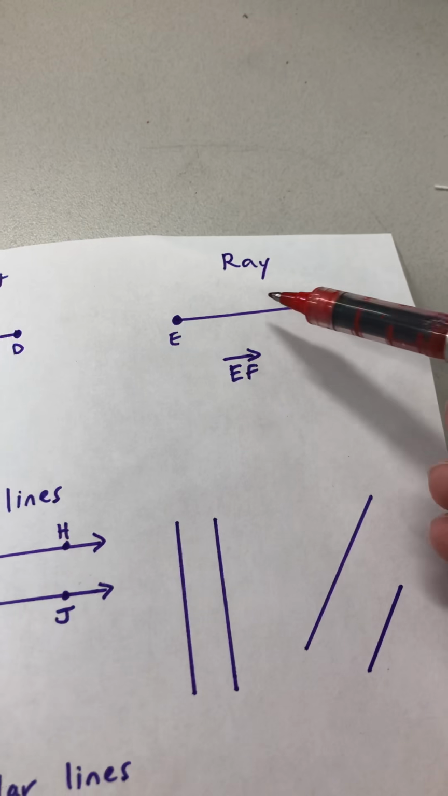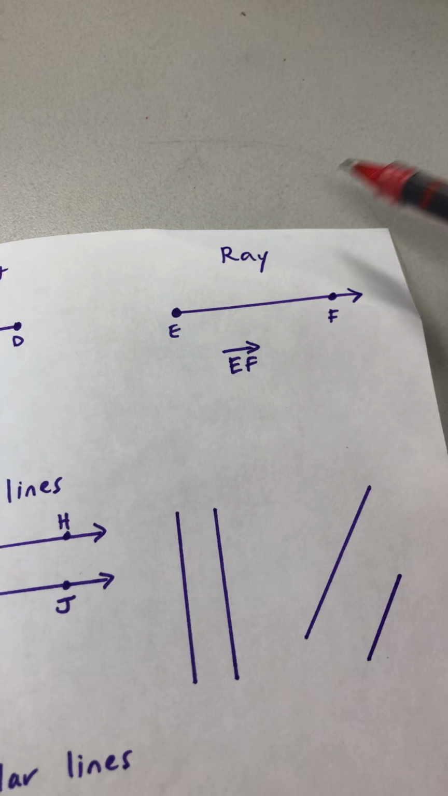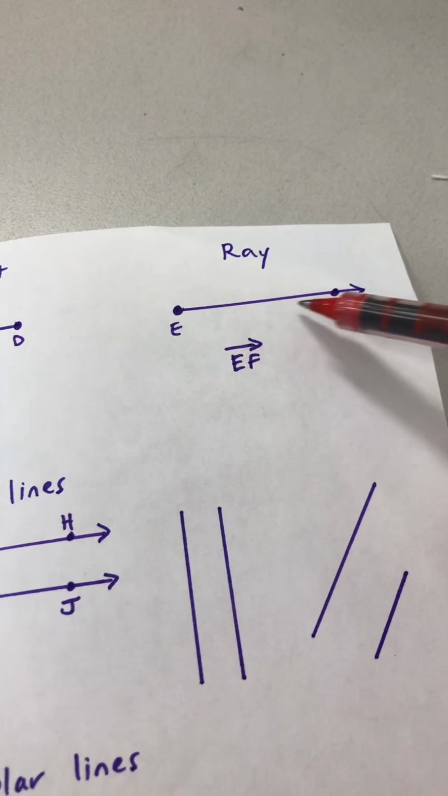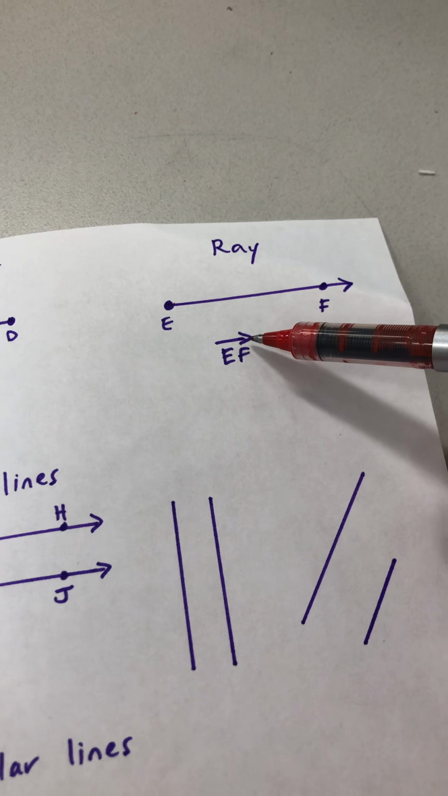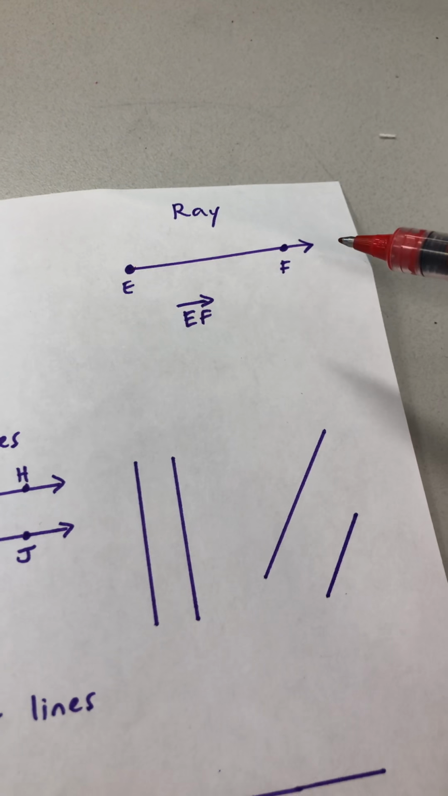This is a ray. A ray is a combination of both line segment and line. It has an end point but continues through another point into the other direction. This arrow here is a symbol that says ray EF.